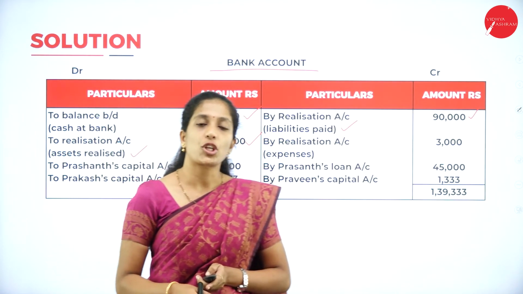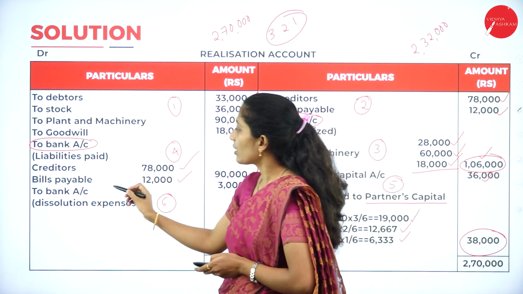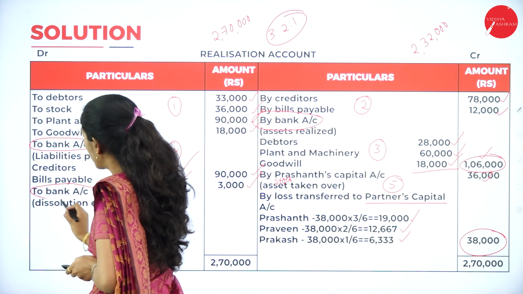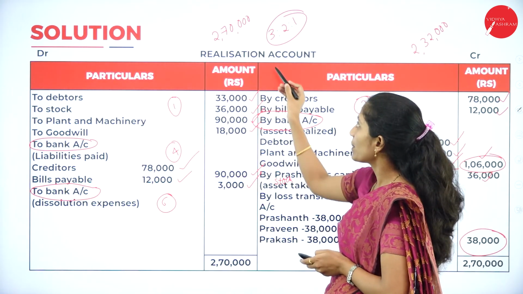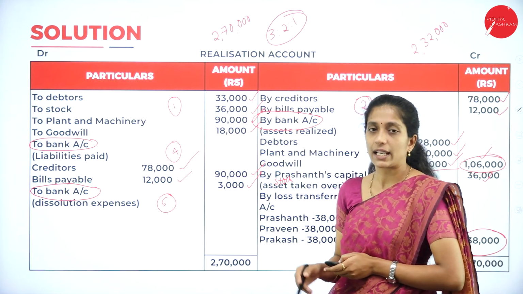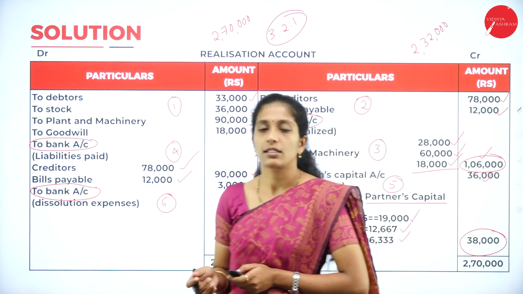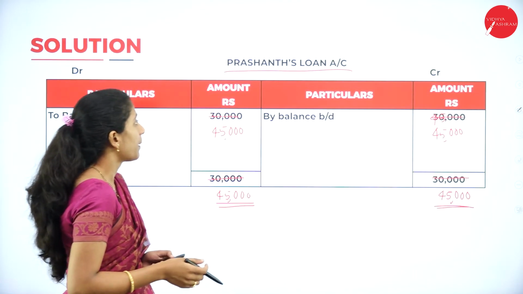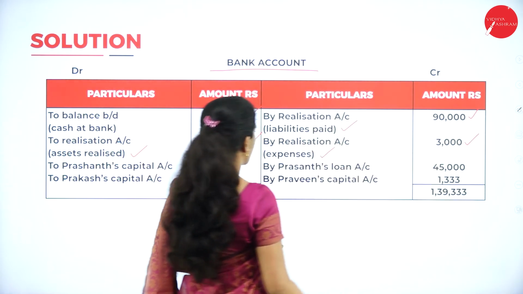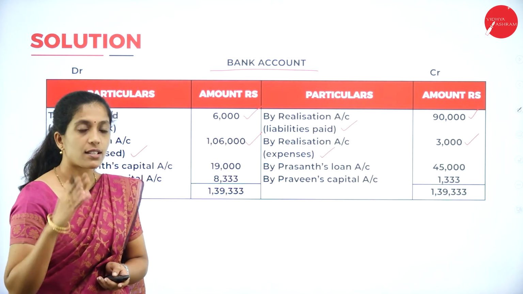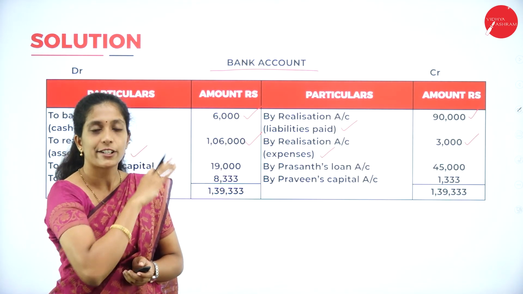Next, come to the realization account once again. Here we have to bank account again for realization expenses or dissolution expenses. So the entry will be realization account debit to bank account. In the bank account, how do you record? By realization account, 3,000. So this is for realization expenses. Now we are done with the entries regarding the realization account that relate to the bank.